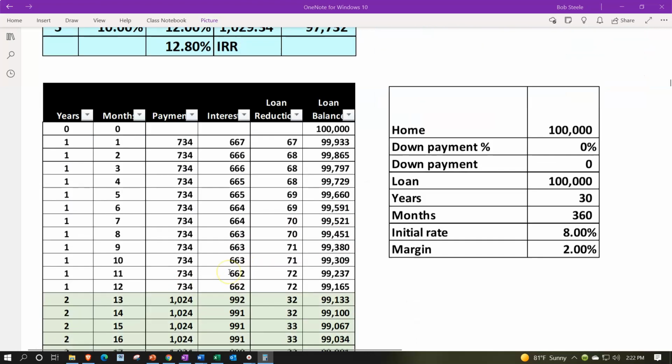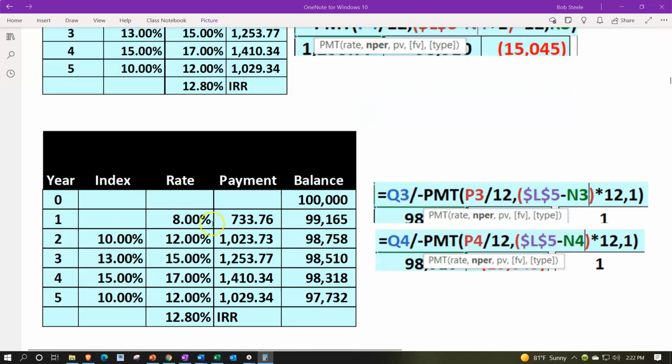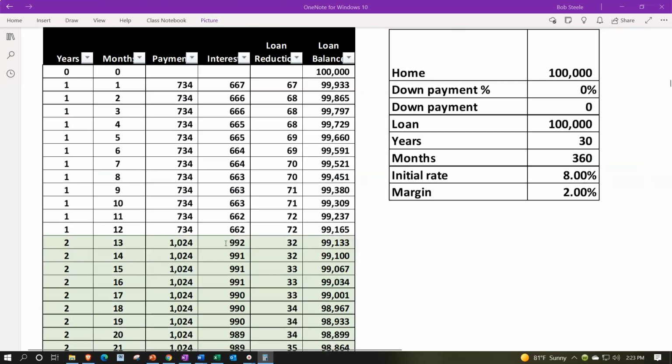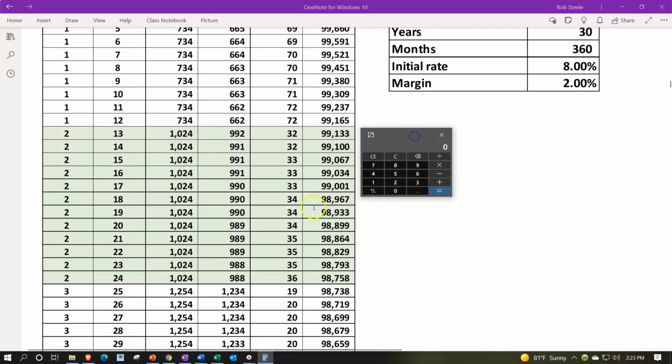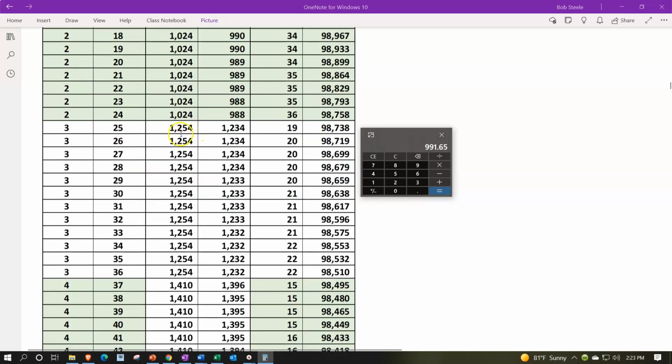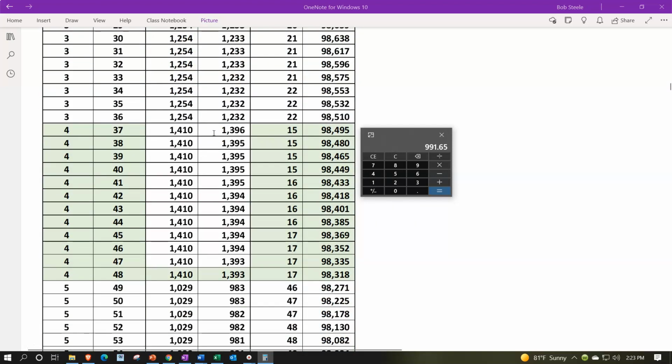And then we got that going down, and then it changes to the next one, 1 year out. That's the 1,023.73, which is about 1,024. And now the rate changed to 12%. So in other words, if I take this prior balance, 99,165 times 0.12 divided by 12, we get about the 992. And then it changes for year 3 to this amount, 1,254. And then we had to change the interest rate. So you can see how this is kind of impacted on the way down.